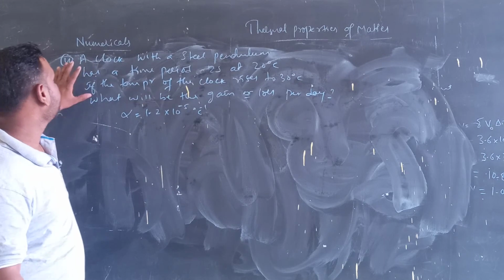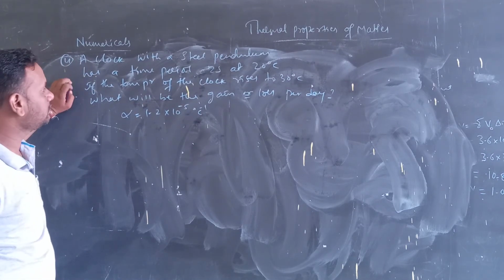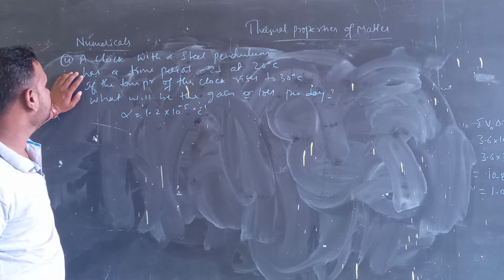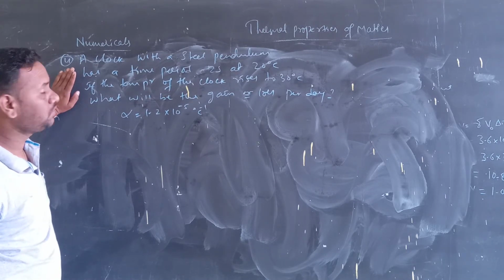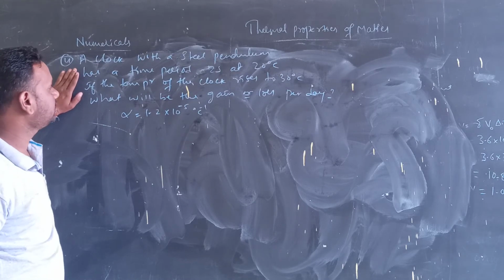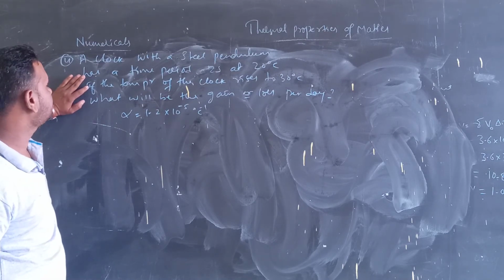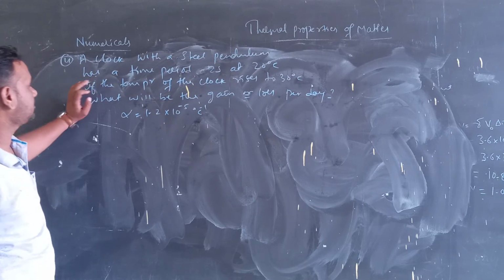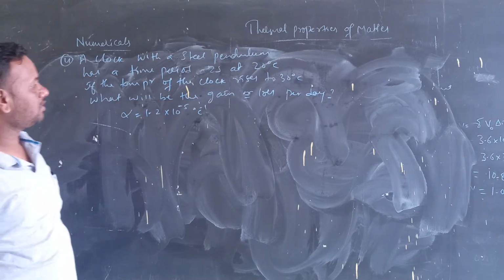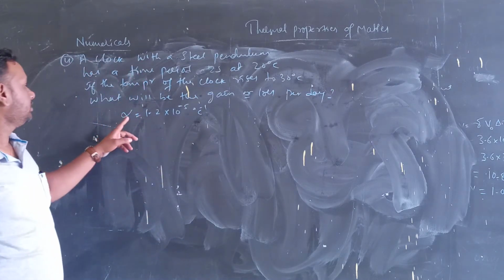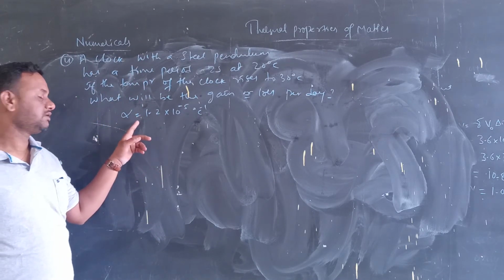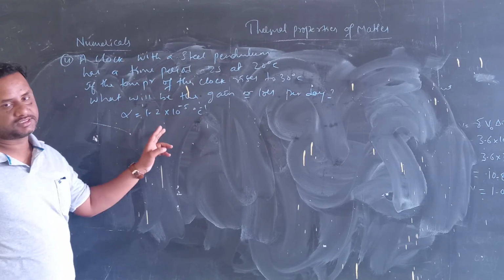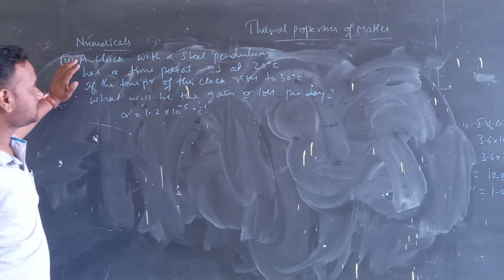So the fourth numerical is for your homework. You can try this one. A clock with a steel pendulum has a time period of 2 seconds at 20 degrees Celsius. If the temperature of the clock rises to 30 degrees Celsius, then what will be the gain or loss per day? Here he has given the alpha value, that is the coefficient of linear expansion, 1.2 into 10 to the power of minus 5 per degree Celsius. So just try this numerical.